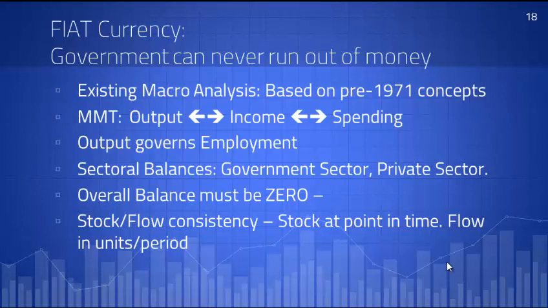So, as I already said, the government cannot run out of money because it prints it. In modern monetary theory, the pattern that we want to look at is that the production of output requires income, and it also generates income. The income that we earn in the process of production leads to consumer spending. But consumer spending also creates the aggregate demand, which leads to production. So there are these interactions that we need to study.